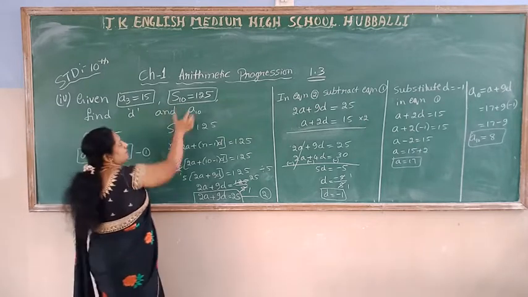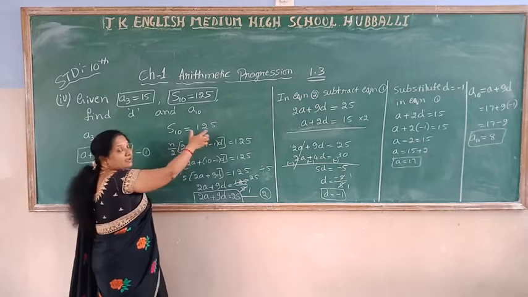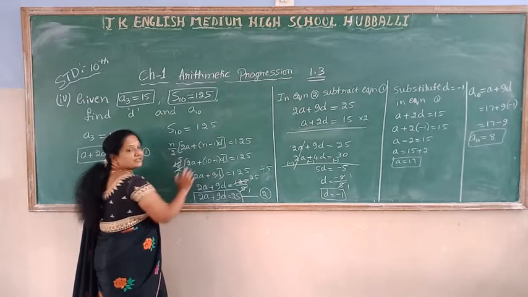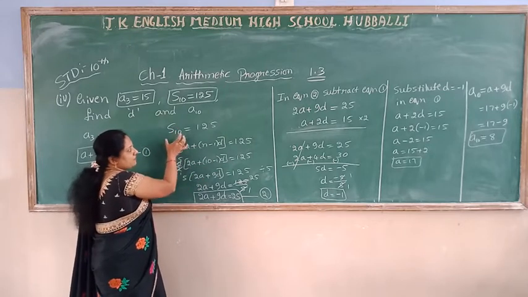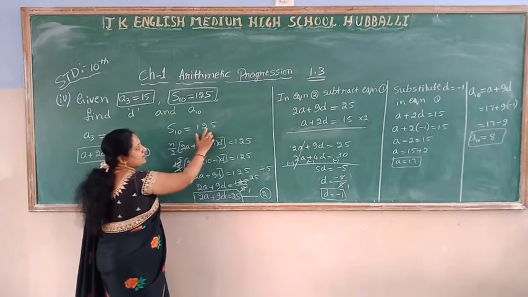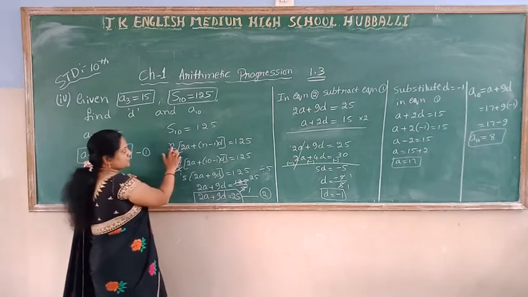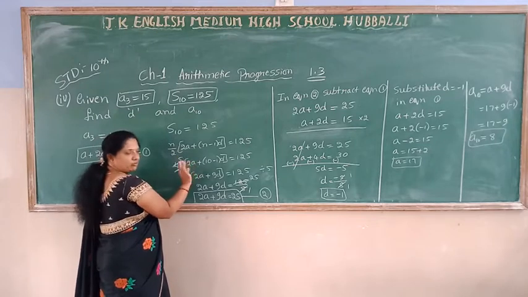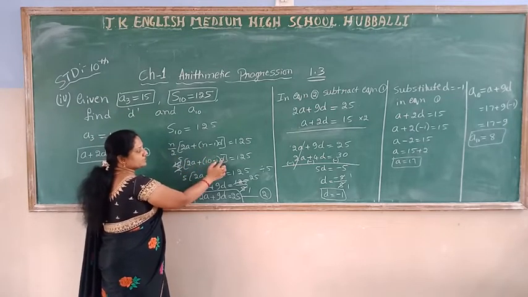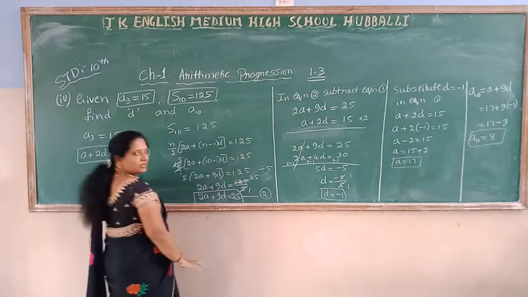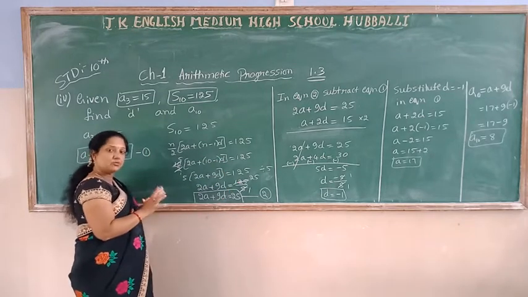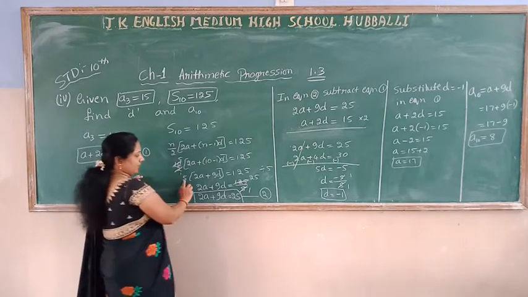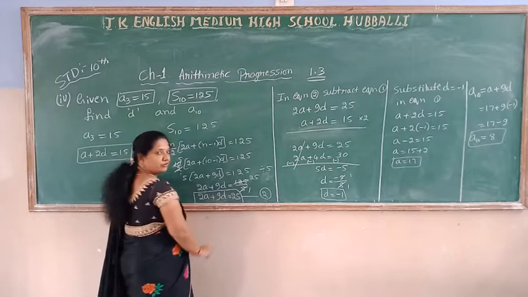This is the sum of 10 terms equal to 125. What is the formula to find the sum of n terms? n by 2 into 2a plus n minus 1 into d is equal to 125. Substitute the values. I already know the n value, 10, so 10 by 2 into 2a, a value I don't know, plus n value 10 minus 1, d also I don't know, is equal to 125. Substitute the values you know and simplify now. 2 fives are 10, so 5 into 2a plus 9d is equal to 125.